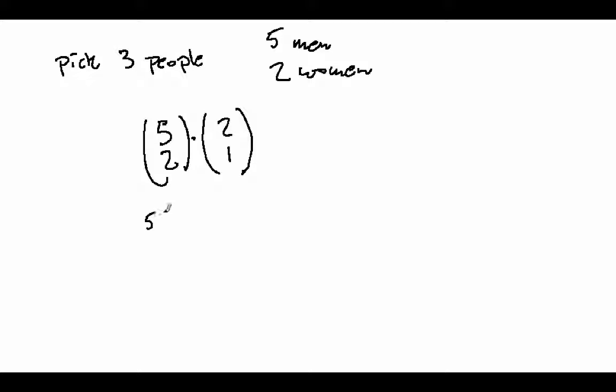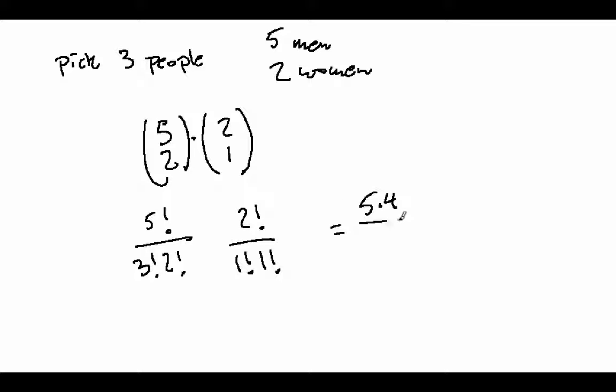Okay, so that's 5 factorial over 3 factorial times 2 factorial. How many ways is there to pick 1 woman from a group of 2? That's going to be 2 factorial over 1 factorial times 1 factorial. So this is equal to 5 times 4 over 1 times 2, times 1 times 2 over 1 times 1. So that cancels out with that. Okay, and it looks to me that there are 20 different ways to do this.